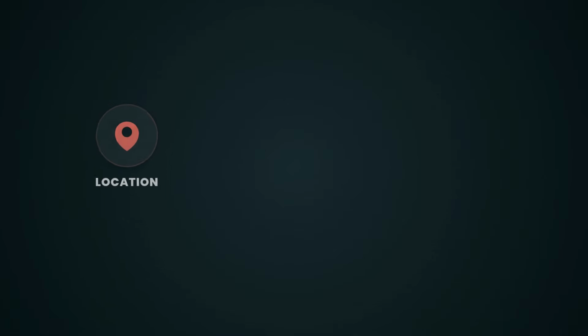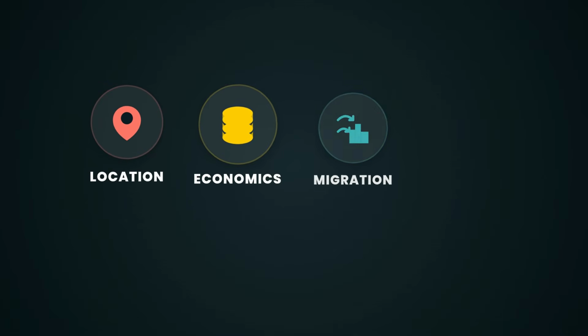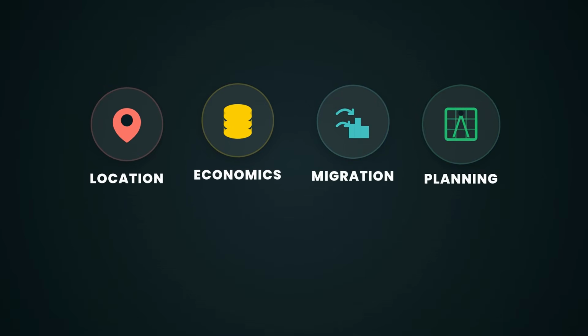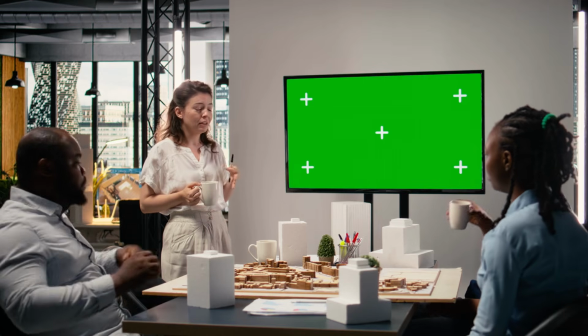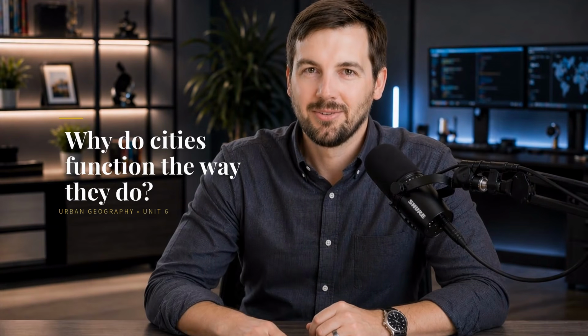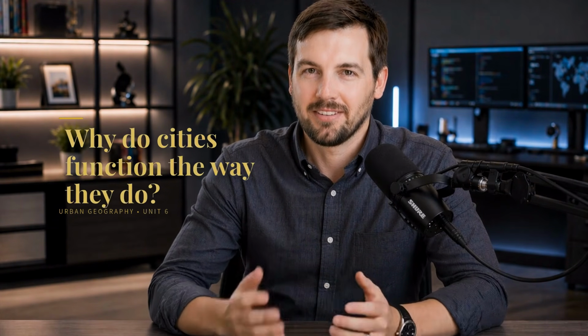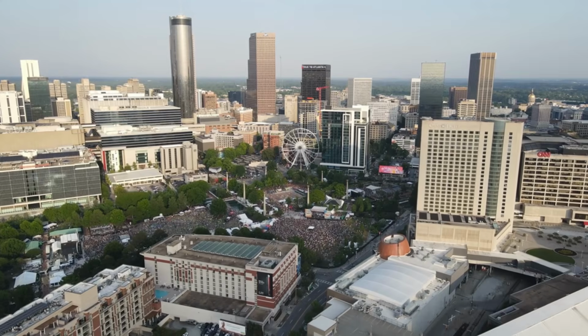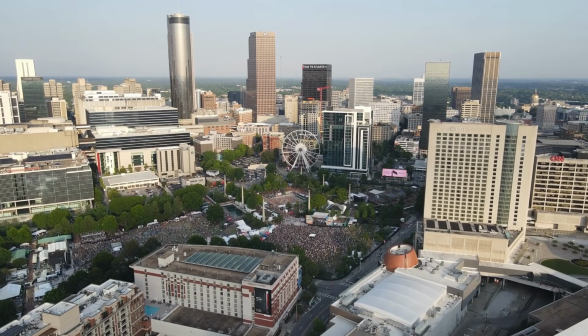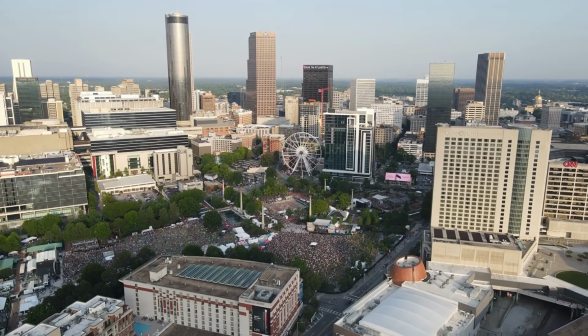Unit 6 teaches that cities are not random. They grow because of location, economics, migration, transportation, and planning decisions. They also reflect inequality, innovation, and culture. If Unit 1 asks, why is where? Unit 6 asks, why do cities look and function the way they do? Understanding cities helps explain how millions of people live, work, move, and shape the future of our world.